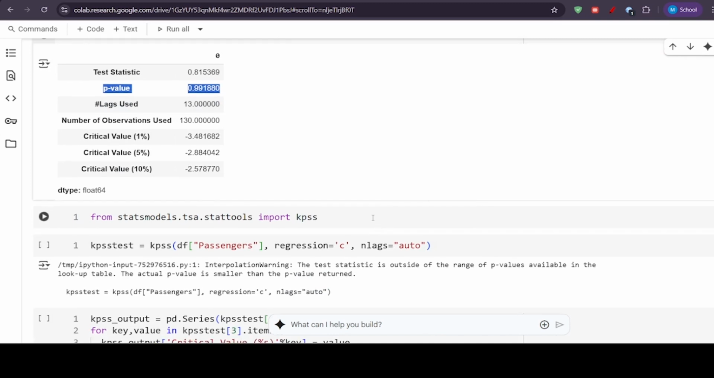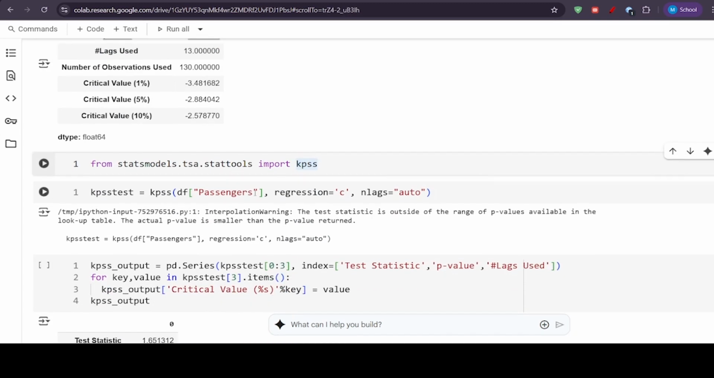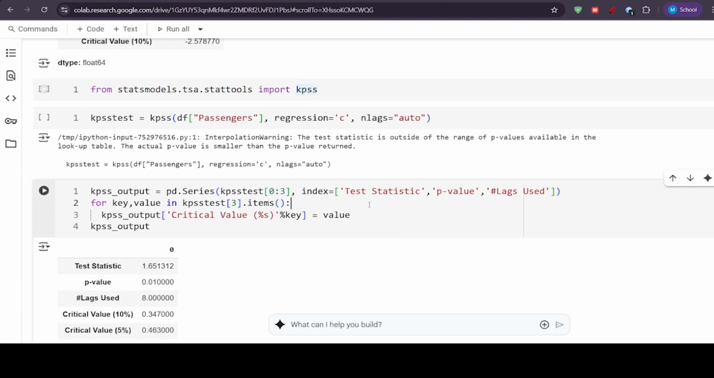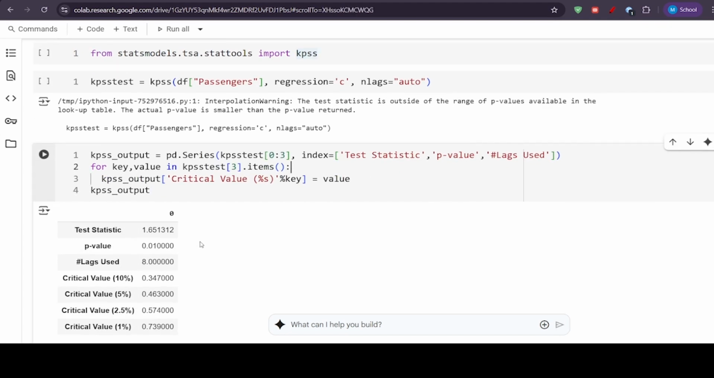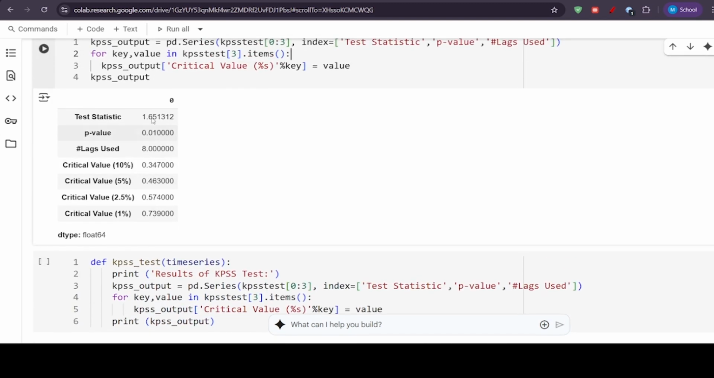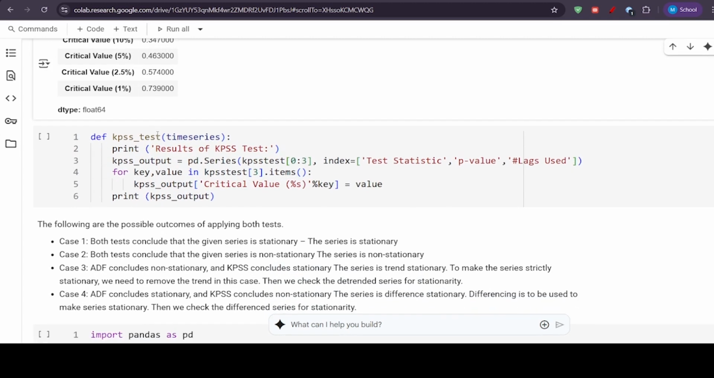Now similarly we can do the same thing with KPSS. We import KPSS, we give it the passenger data, and again you can ignore this, you just have to keep it this way, and you get all these values. Again if we look at the p-value, it is very small, like 0.01. In this case we want it higher to say that it is stationary data, but it is not higher than 0.05, right?